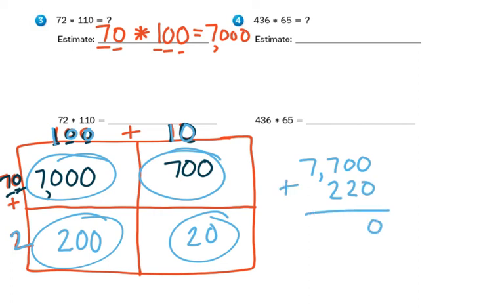0 plus 0 is 0. 0 plus 2 is 2. 7 plus 2 is 9. Bring down your 7. So that is another option if you find that that works better for you.